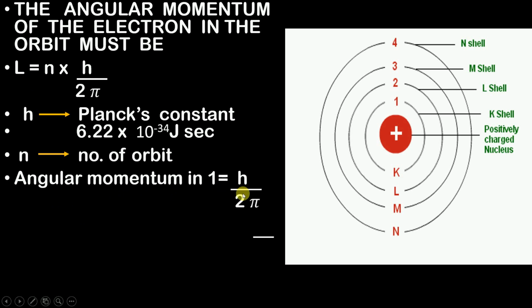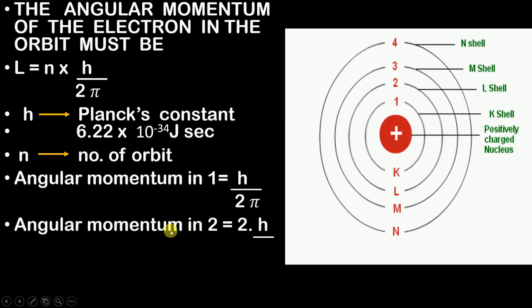Similarly, if your electron is revolving in the second orbit, you have to substitute the value of n as 2. So now you get the angular momentum of the electron in the second orbit as 2 into h upon 2π. I hope you all understood this point, that the angular momentum of the electron in the orbit can be found using this formula, L = n h/2π, where L is angular momentum, h is Planck's constant, and n is the number of the orbit.